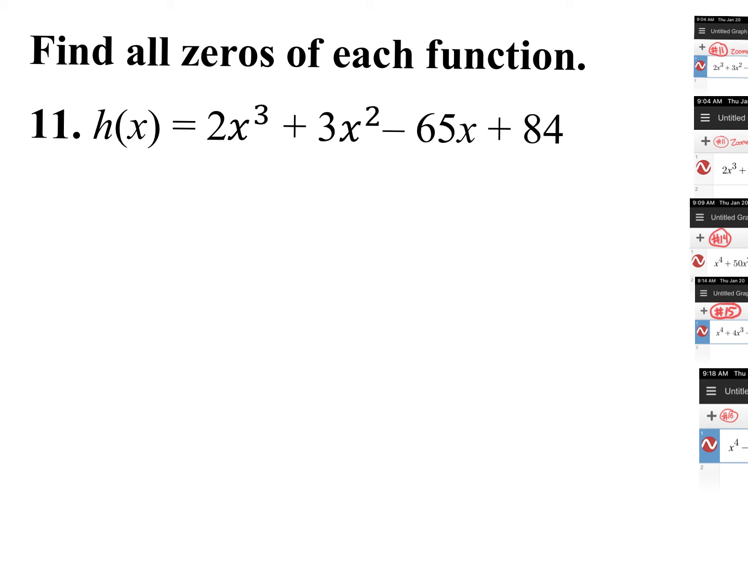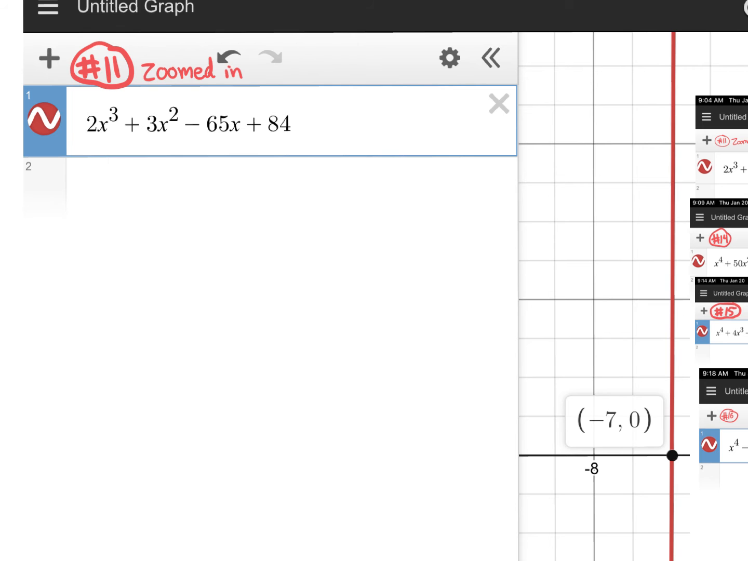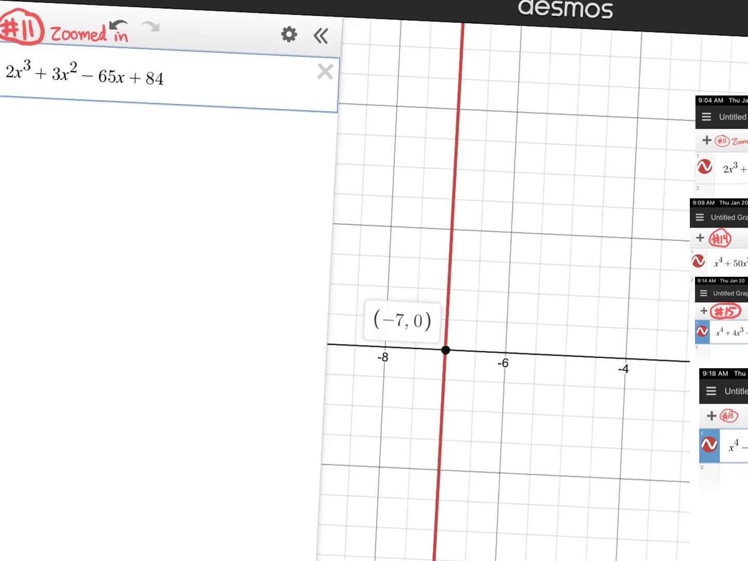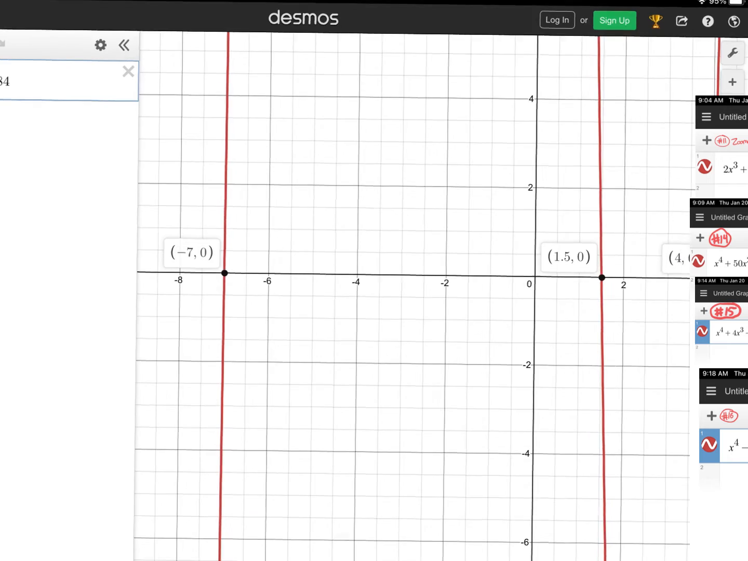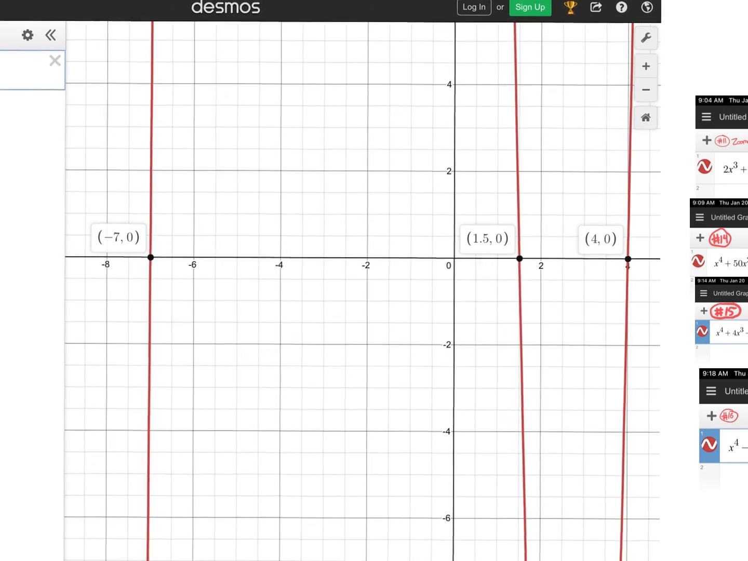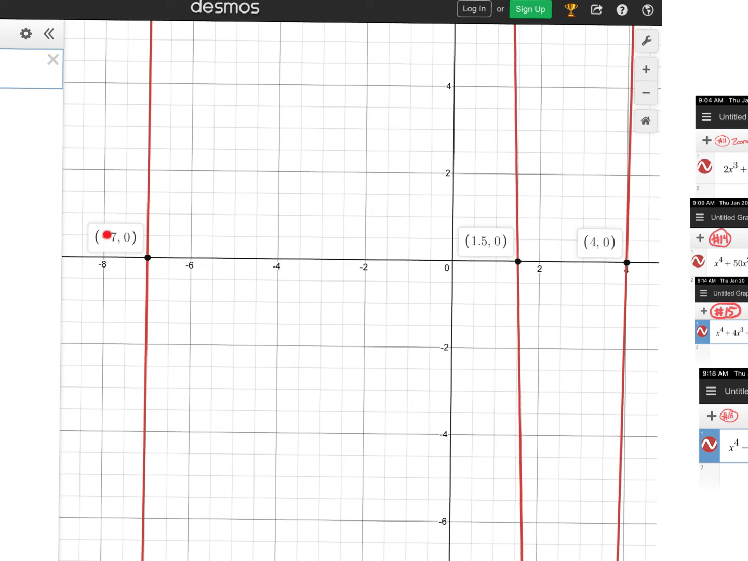Let's type it into Desmos. I really, really hope that when I graph it, I could see that it crosses the x-axis at 3 locations, because those will be my 3 answers and I'll be done. So here it is. I typed it in correctly, and you're going to have to zoom in appropriately. Like where does it cross? You got to zoom in so you could actually find your three locations at -7, at 1.5, and at 4.